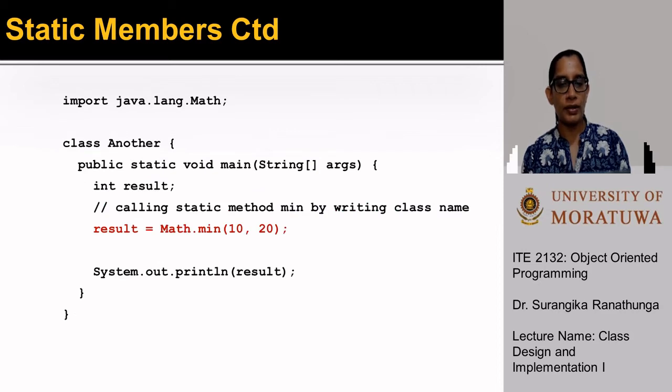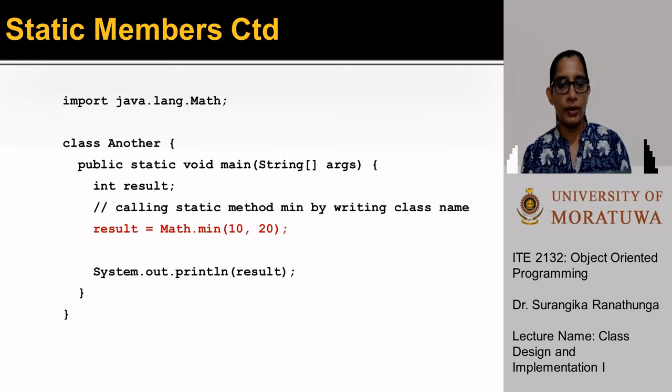This benefit is very much pronounced here, so you are encouraged to look at the Math package in Java. It has mostly static methods. Why? For example, if you look at the min method in the Math class, it takes two values and returns the minimum value.